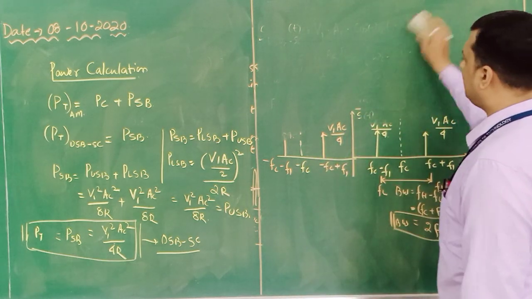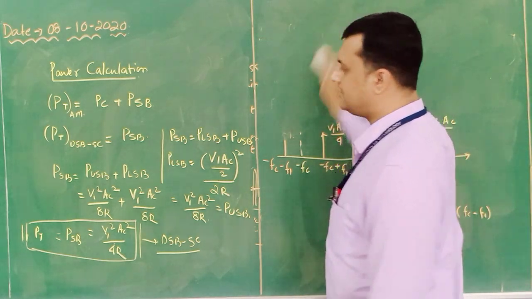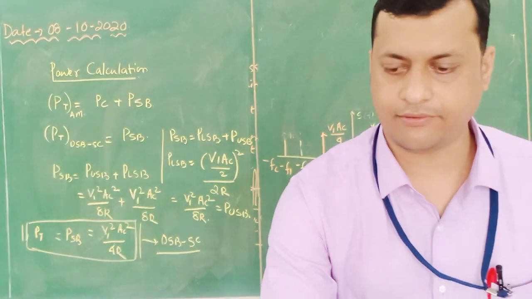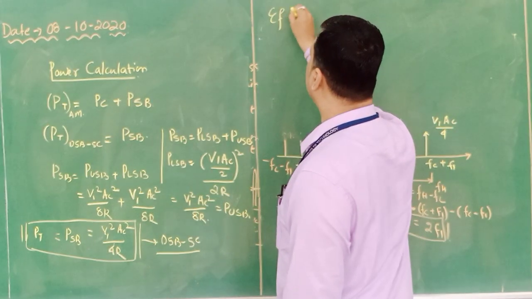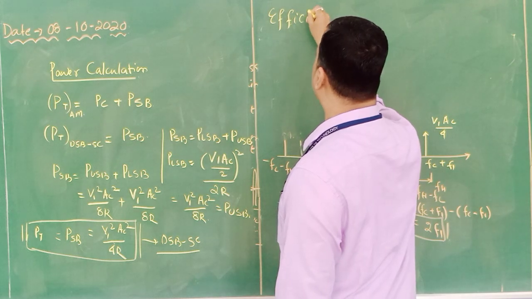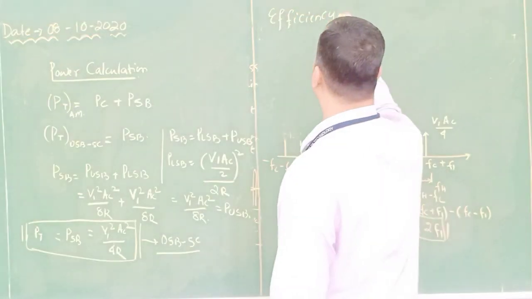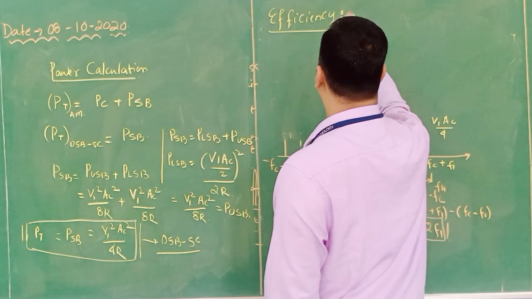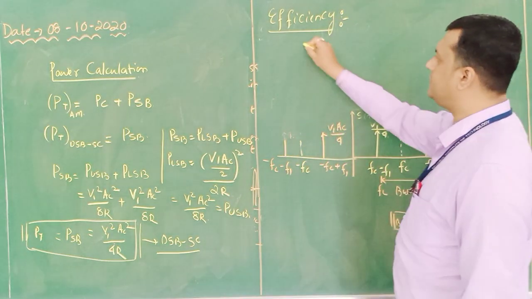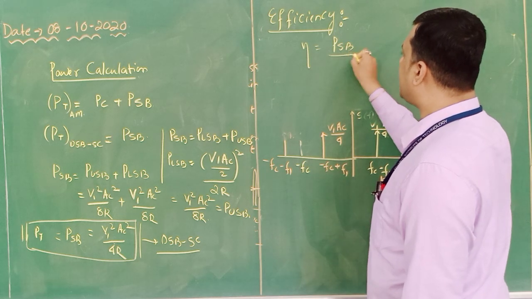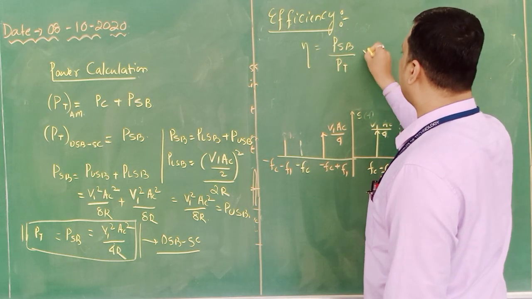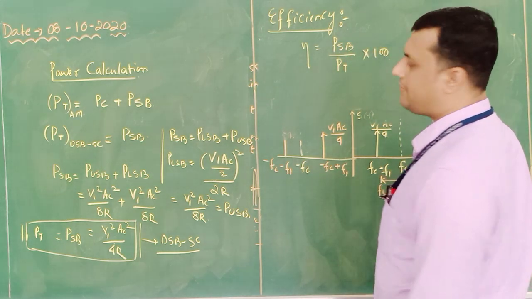So efficiency calculation is easy for this. What is the relation? That also we will see. So efficiency, or it is called transmission efficiency. Okay, so transmission efficiency states the ratio of sideband power to total transmitted power.